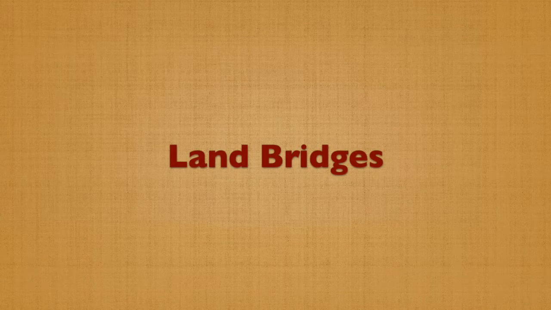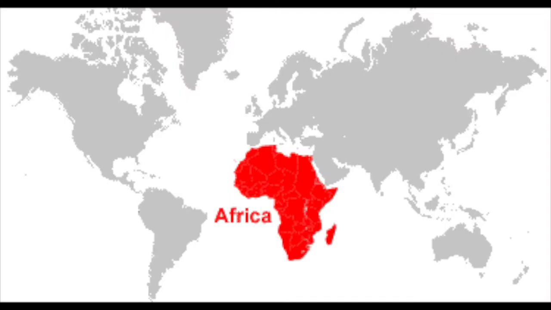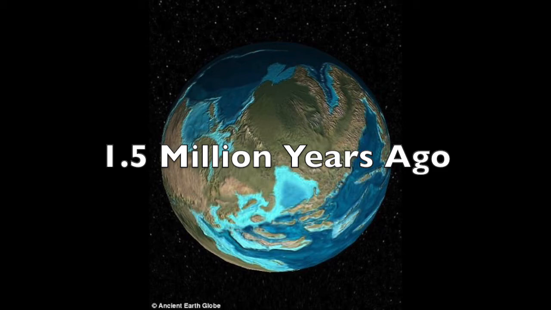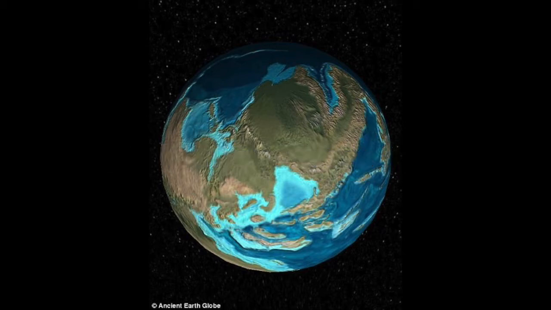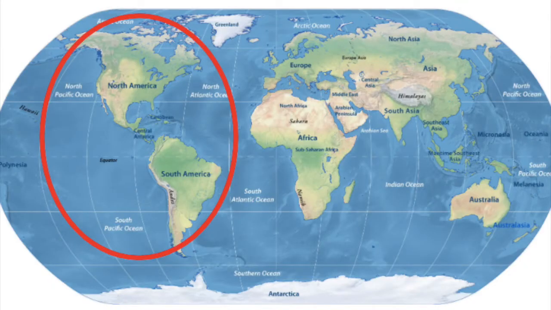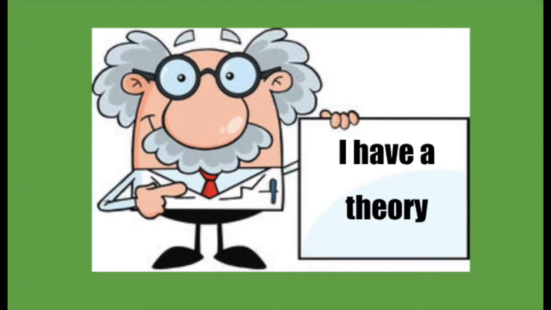Land bridges. In Lesson 2, you learned that scientists believe early humans in Africa migrated to Europe and Asia starting about 1.5 million years ago. How did they get there? With vast oceans to cross and no large ships, how would they have arrived in the Americas? Scientists have a theory about how early humans traveled.